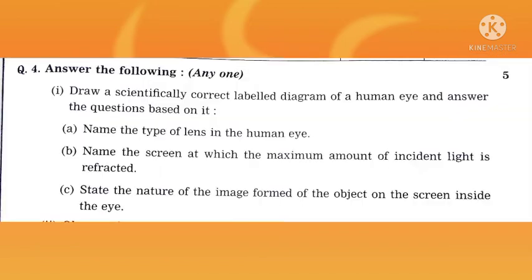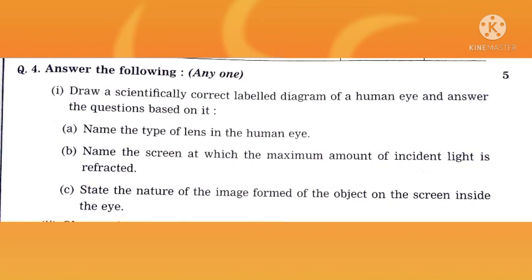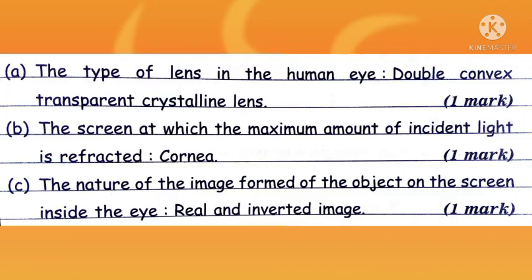Question B. Name the screen at which the maximum amount of incident light is refracted. Answer: the cornea. Question C. State the nature of the image formed of the object on the screen inside the eye. Answer: the nature of the image formed on the screen inside the eye is a real and inverted image.